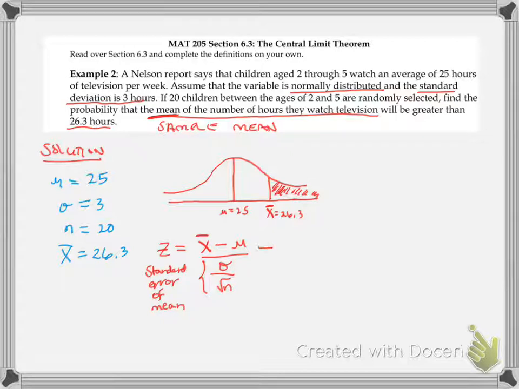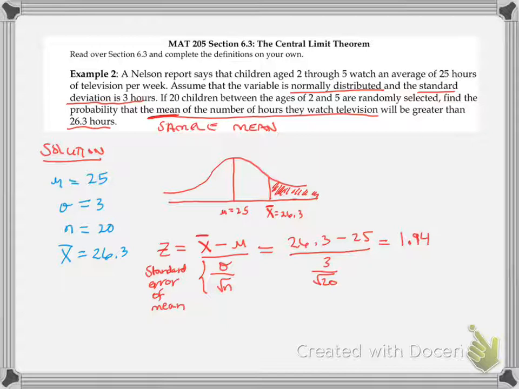We know our values, so just plug it in: 26.3 minus 25, divided by 3 divided by the square root of 20, rounded to 2 decimal places. You should get, I believe, 1.94. Always double check my answers because there could be a mistake, and if there is, just let me know in class. So 1.94 is our z-score.